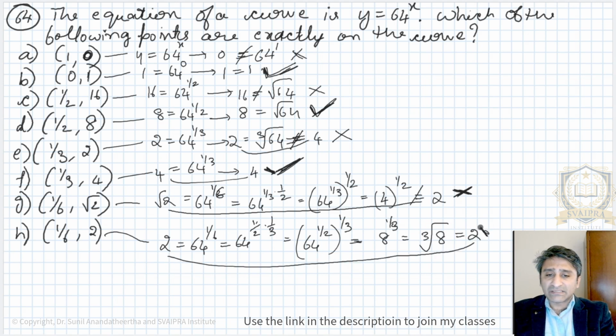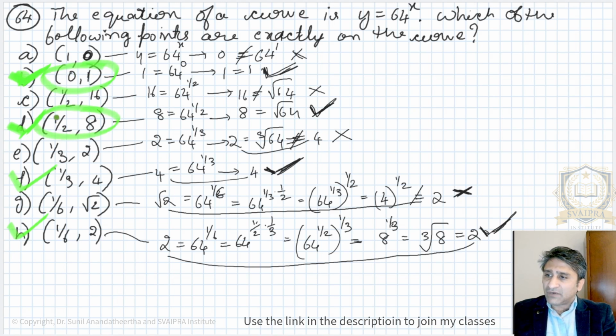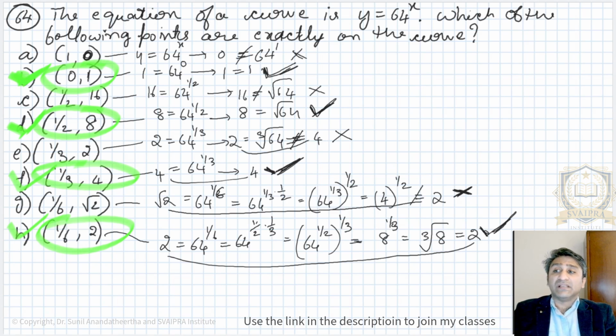Therefore, this lies. So which are the points which lie on the graph? This one does, and this one does, and this one does, and this one does. So we have 0 comma 1, half and 8, 1 by 3 and 4, and 1 by 6 and 2. These points lie on the curve.